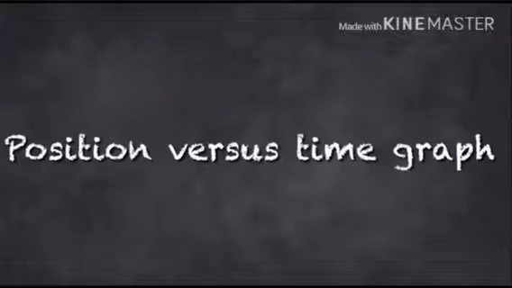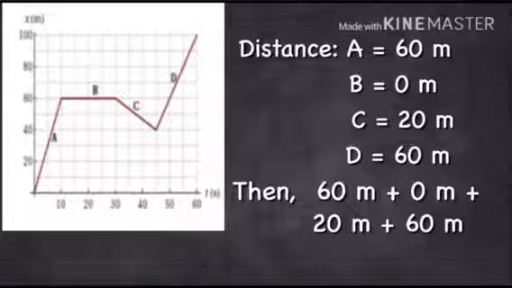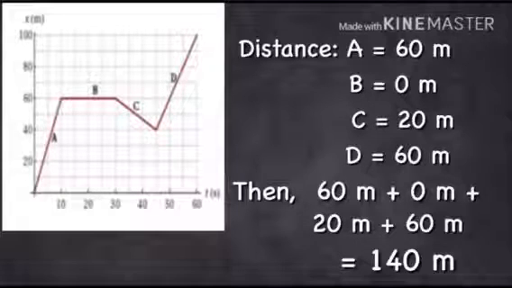Let us discuss the position versus time graph. In answering this, you have to get the total distance. In order to get the total distance, you have to get the length of these lines in each letter in this graph, then add them all together. Then you will have your total distance of 140 meters.